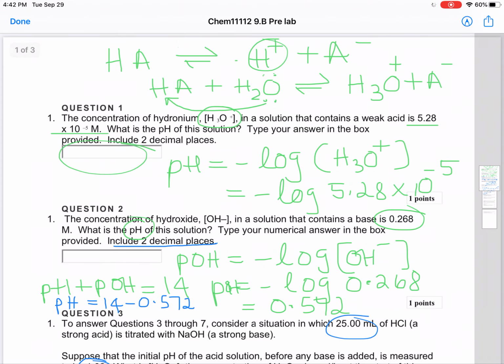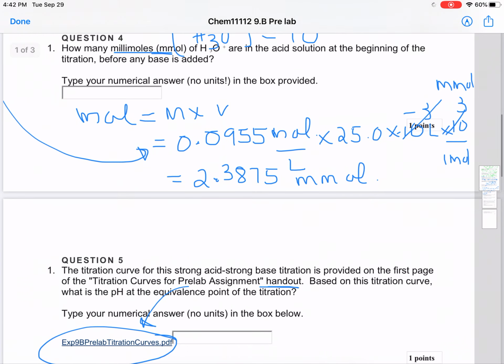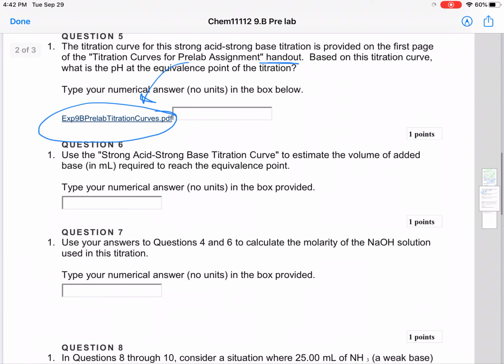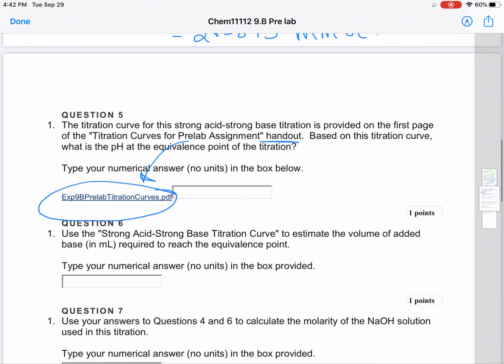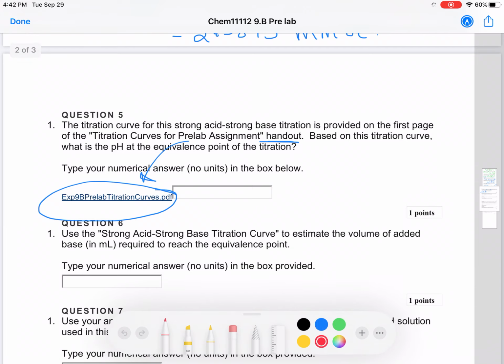Let's go back here. So the question: use a strong acid strong base titration to estimate the volume added. And then question 5, based on this titration curve, what's the pH at the equivalence point? We found the pH, so you're going to write it down here. Okay, and then estimate the volume of base added required to reach the equivalence point. Again, I showed you how to calculate that, so you're going to write down that answer here.